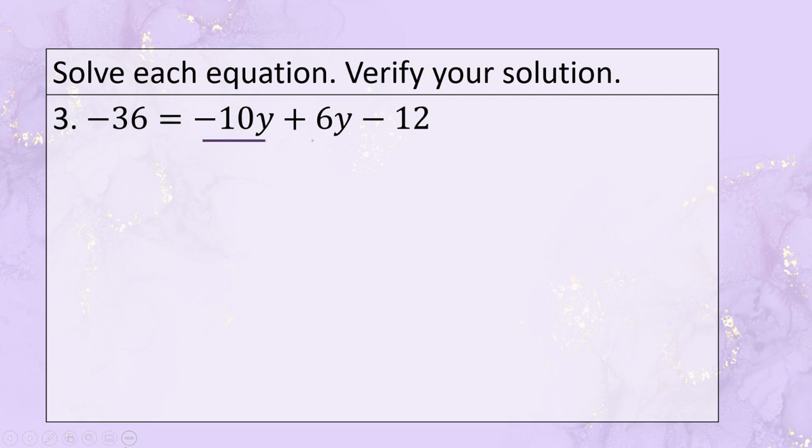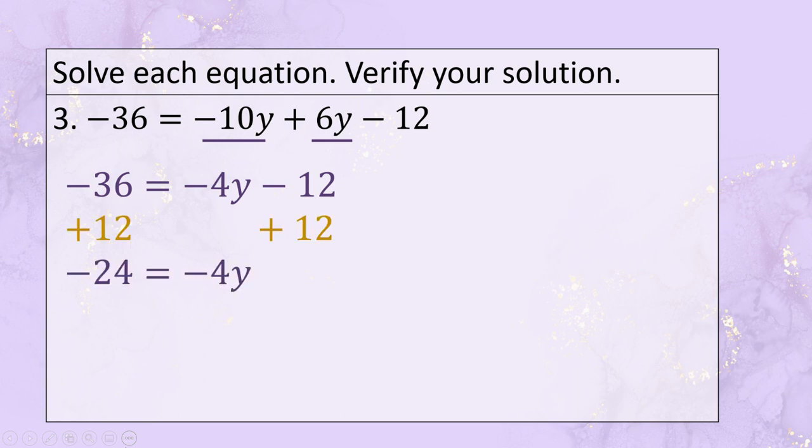For number 3, we're going to combine negative 10y plus 6y to get negative 4y. Then to isolate our variable, we would add 12 to both sides. And that gives us negative 24 equals negative 4y. Then we will divide both sides by negative 4. Negative 24 divided by negative 4 is 6.